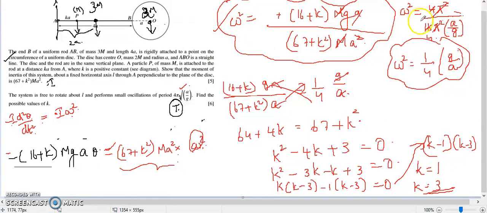Now omega square is also equal to, using the time period formula, 4 pi square by t square. So I just substituted t square there, simplified, got like this. So I have two equations for omega square. On solving them, I'll get the k value, which is what we need in this question.